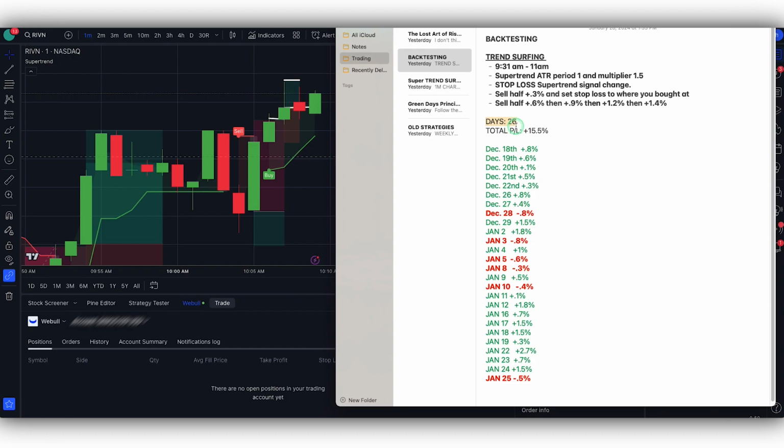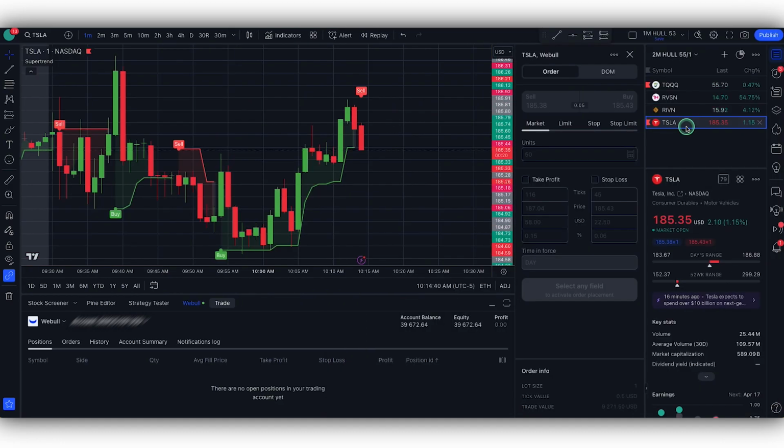26 days. Every day I'm taking 5 to 10 trades within the first hour and a half of market open. And these are the results. So you just got to stick to that and realize that sometimes you're going to have to take a loss.